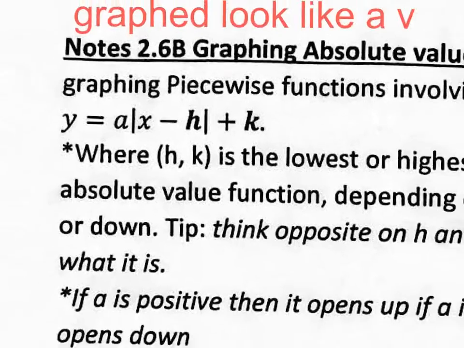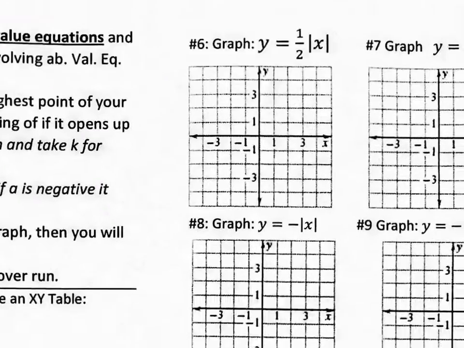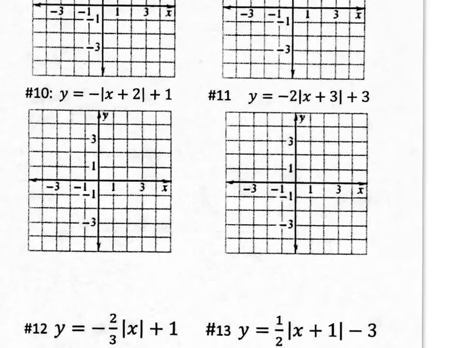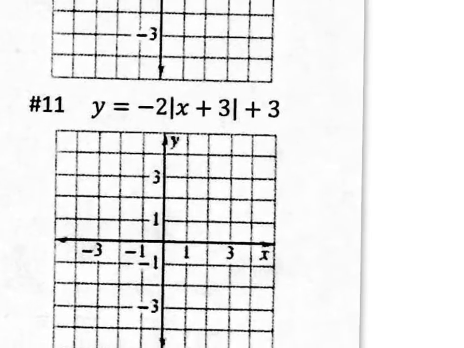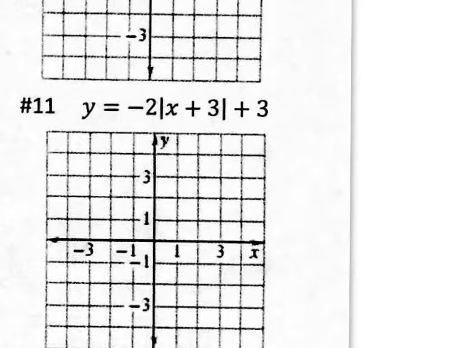Now let me just jump ahead onto one of these questions. Let me see, jump way down here. So on number 11, what would my h and k value be? Would it be 3, 3? Or what would it be? You got to think opposite on h. So that's going to be what? Negative 3, and take k for what it is, 3. So that's the coordinate that you're going to start looking at on the graph, okay?